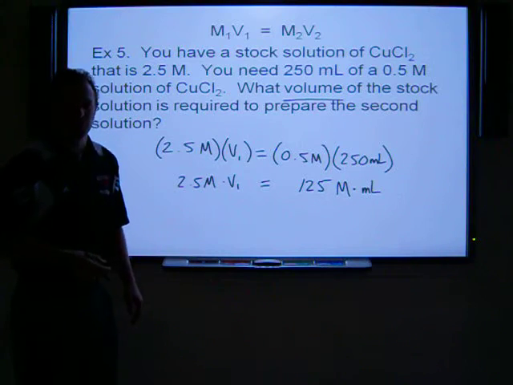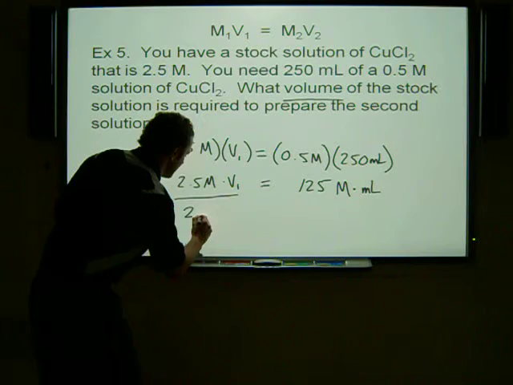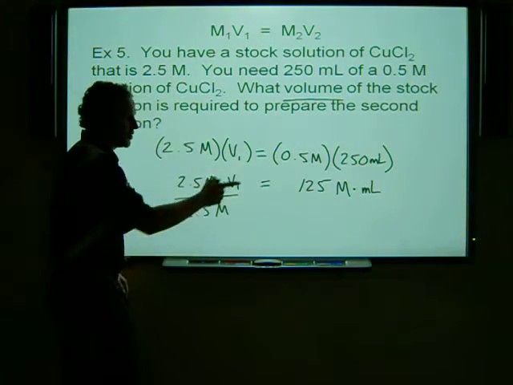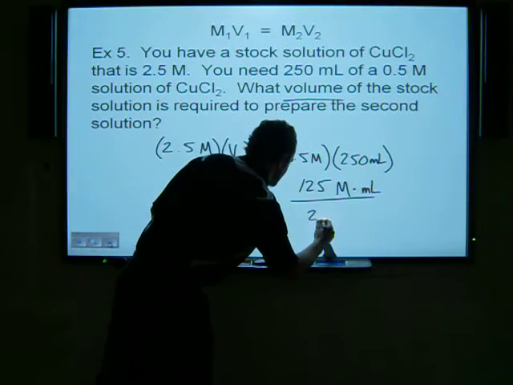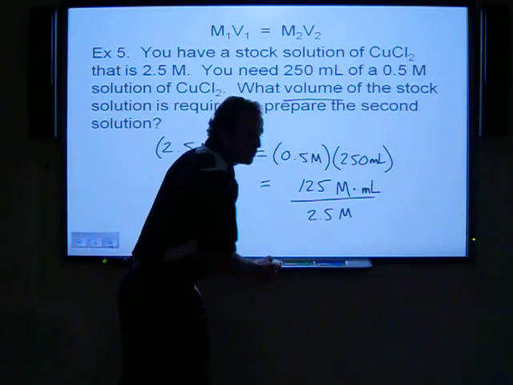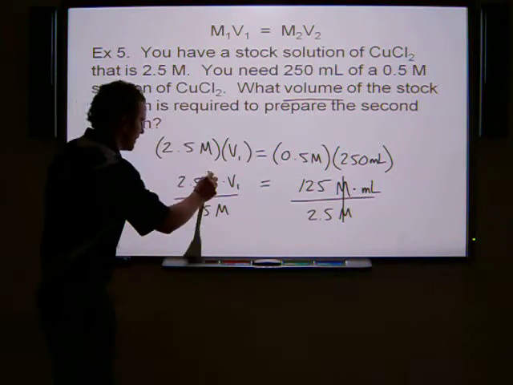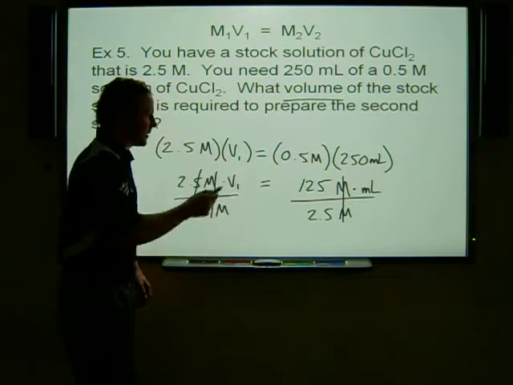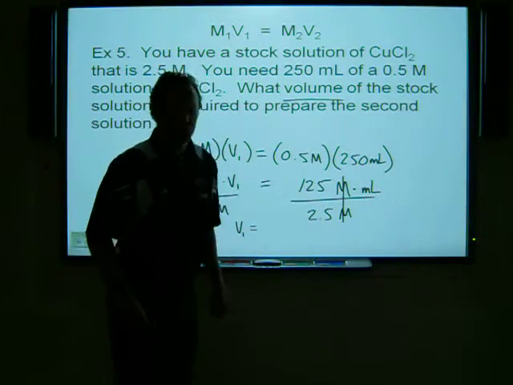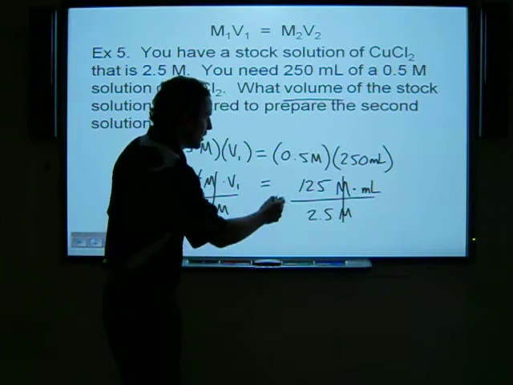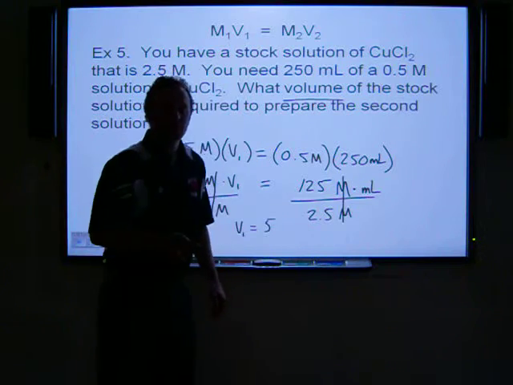And then finally, you know what to do from here. I'm just going to get V1 by itself, divide both sides by 2.5. And this is what I want you to see. The molarity is going to cancel, and I'm going to be left with milliliters. So again, dividing both sides by 2.5 molar, molarity cancels. Everything cancels over here. And I'm left with my volume in milliliters, just as I'd expect. So final answer, 125 divided by 2.5 comes out to be, in this case, 50 milliliters.